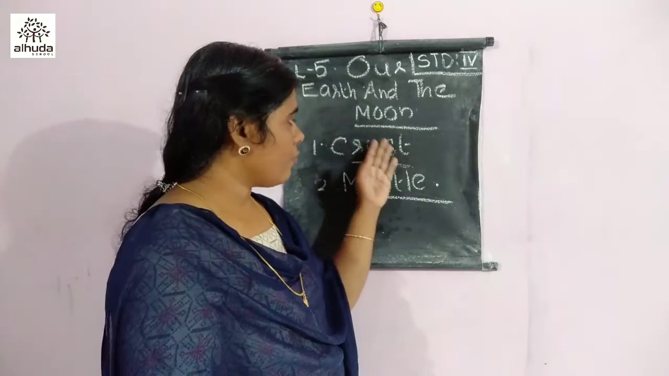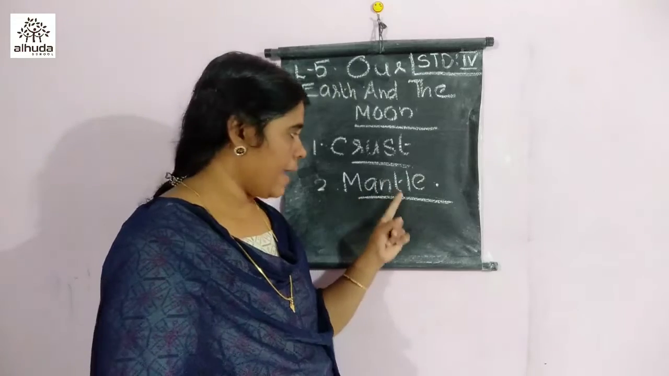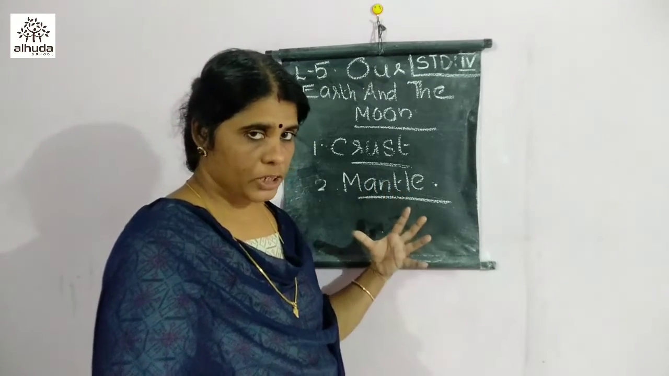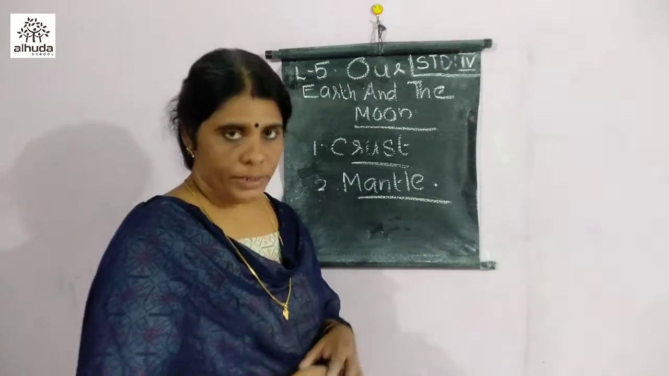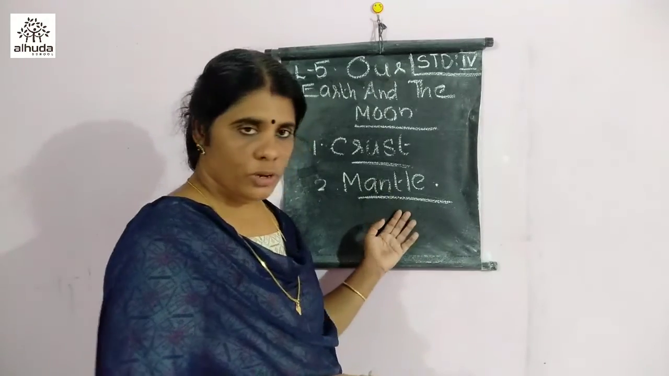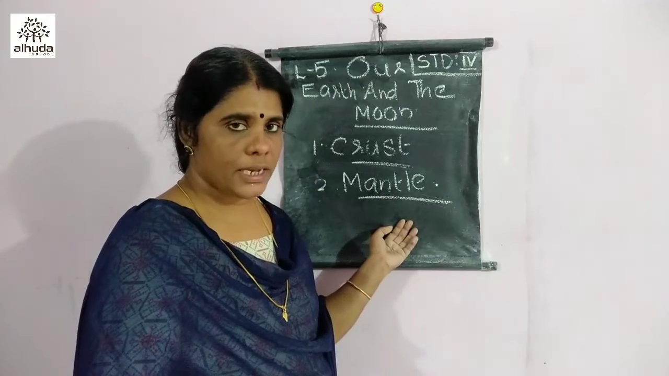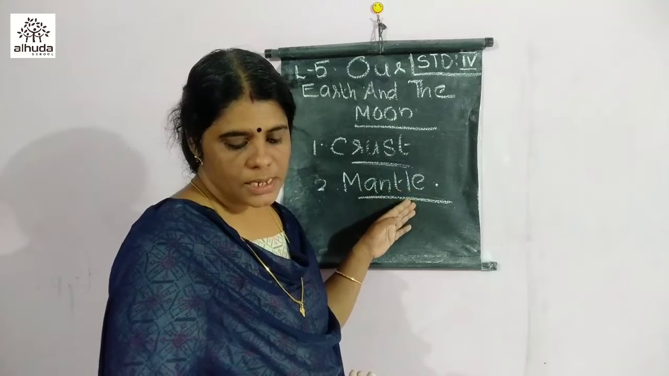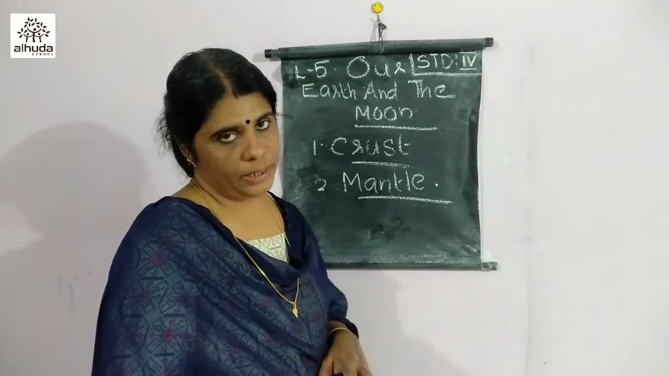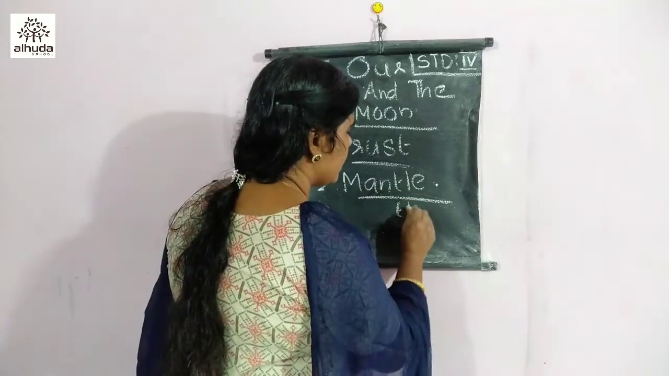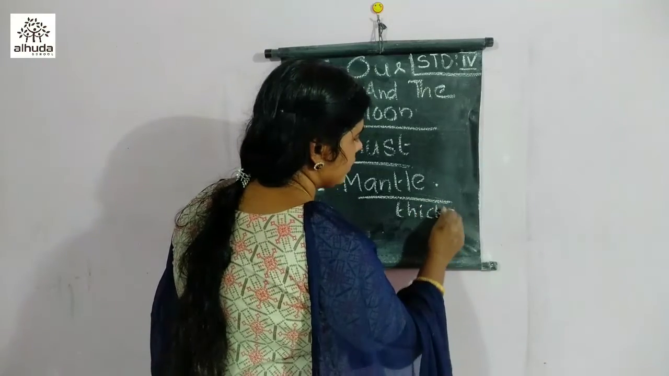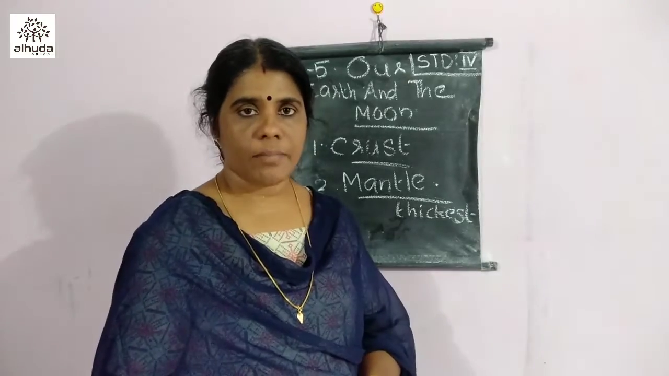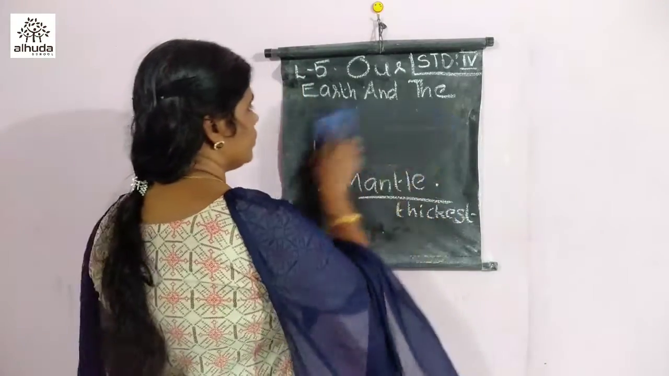Understood? After crust comes this layer, mantle, and inside this layer there is high temperature and pressure. So the rocks, metals and minerals are all in a molten state, and this is the thickest of the layers of Earth. That's about the mantle. Next coming core. What is core?